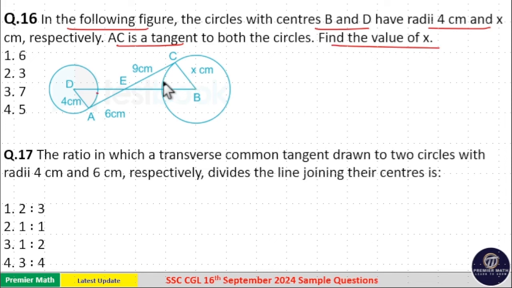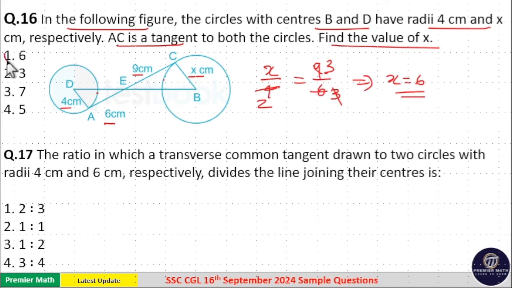Here, these two are similar triangles. In similar triangles, ratios of corresponding sides are equal. That is, x by 4 is in the same ratio as 9 by 6. Now, 2 goes 3 times in 6, 2 goes 2 times in 4, 3 goes 3 times in 9, which means x is equal to 2 into 3, 6 centimeter. Option 1 is your answer.